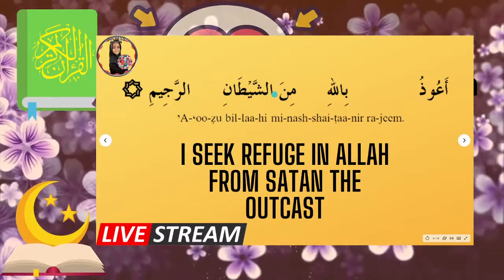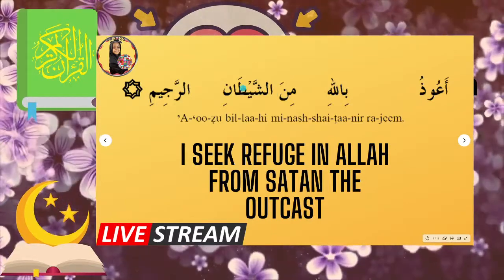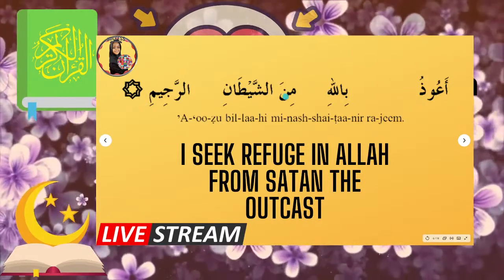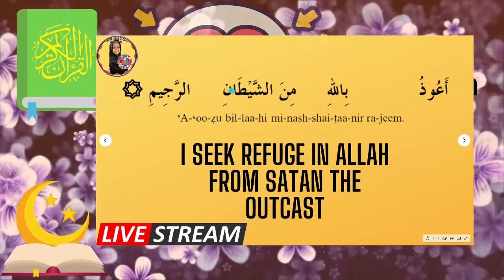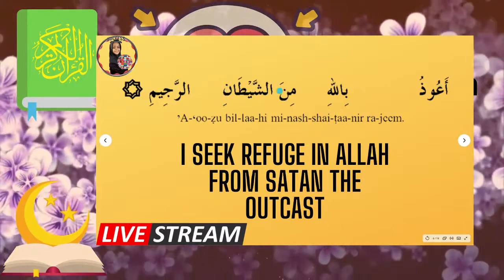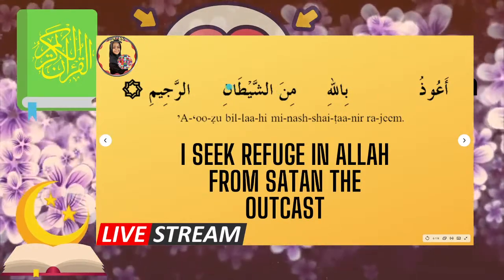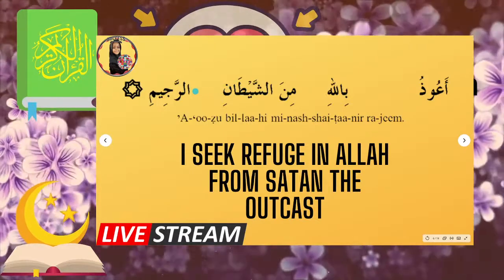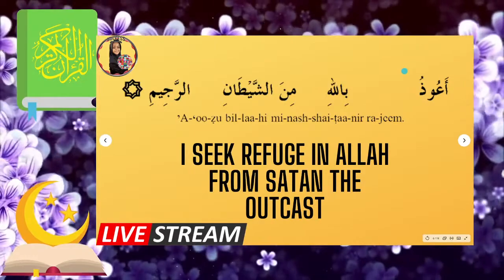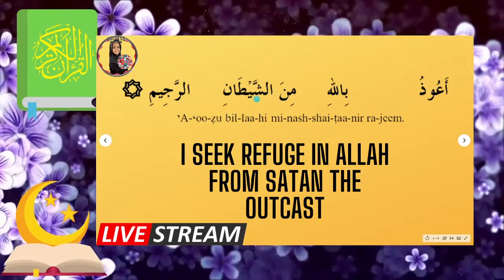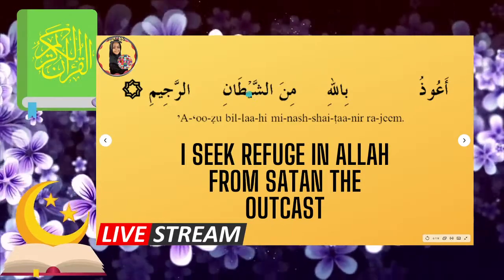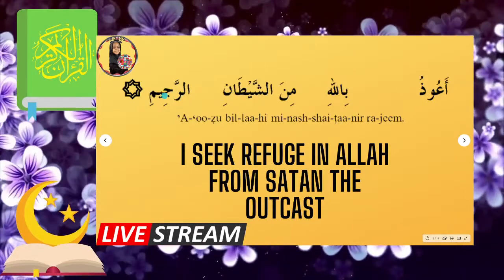So right here there's Ta. Ta Fatha, Ta. A'udhu Billahi Minash Shaitan. And then there's Nun Kasrani. A'udhu Billahi Minash Shaitani. And then there is Ra with Shad Fatha, which means A'udhu Billahi Minash Shaitanir Ra. And then there's Jim right here.